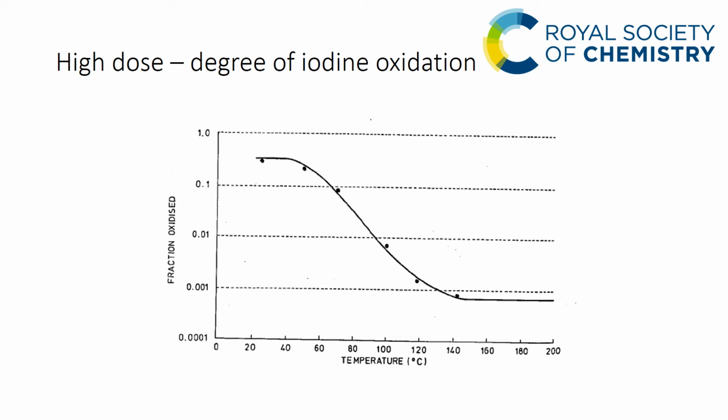And in the steady state condition, we find that the fraction of iodine oxidized is very much temperature dependent. You can see from this curve here, at high temperatures, we've got a fairly low degree of oxidation of iodine. This is about 7 times 10 to the minus 4. Whereas as you're approaching ambient temperature, low temperature, we can have as much as 25% of the iodine oxidized in the steady state.